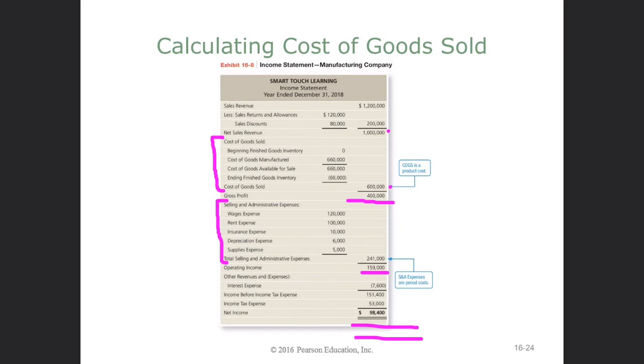So this is a good visual way to see how to calculate everything. You can see how it lands on the income statement, but it's also a good way to see how we calculated the cost of goods sold, how we calculated the operating income. And then just note that cost of goods sold is a product cost, and salaries and administrative expenses are period costs. And this is slide 24, if you wanted to refer back to it.